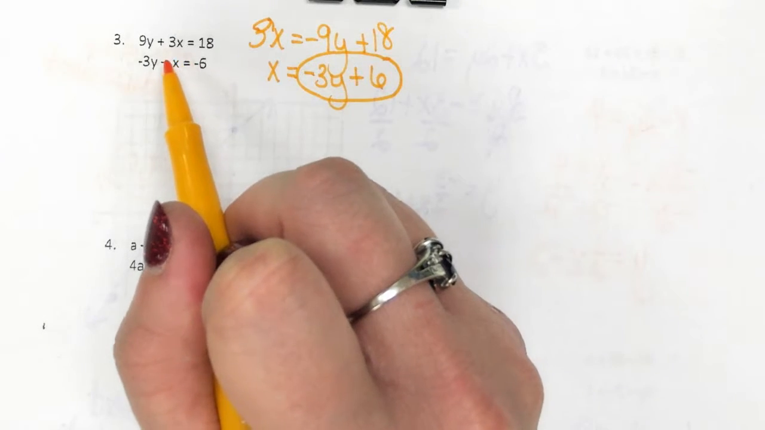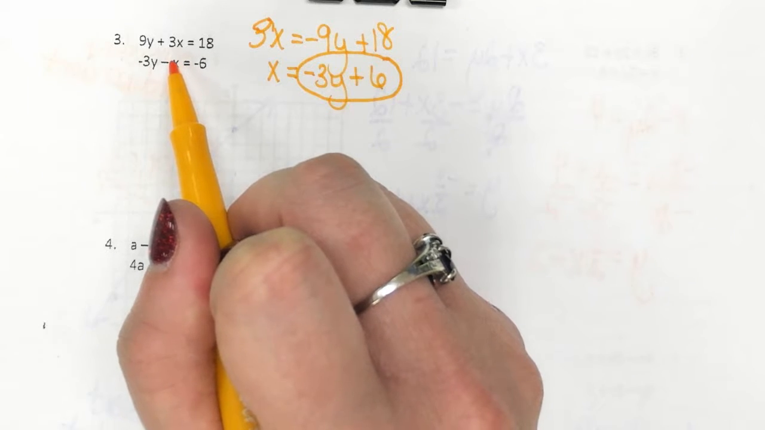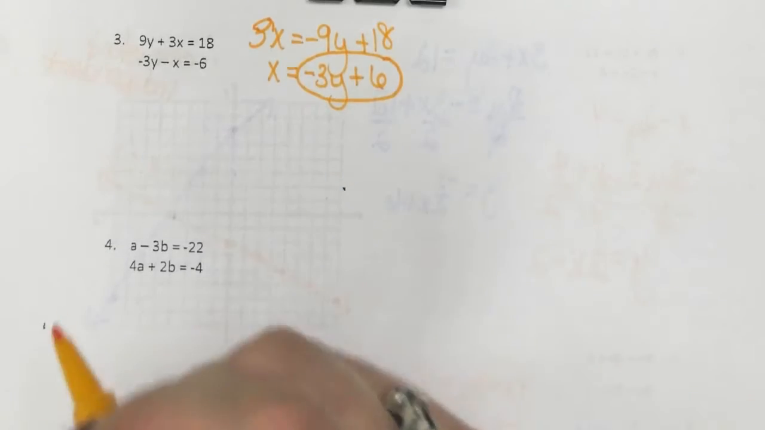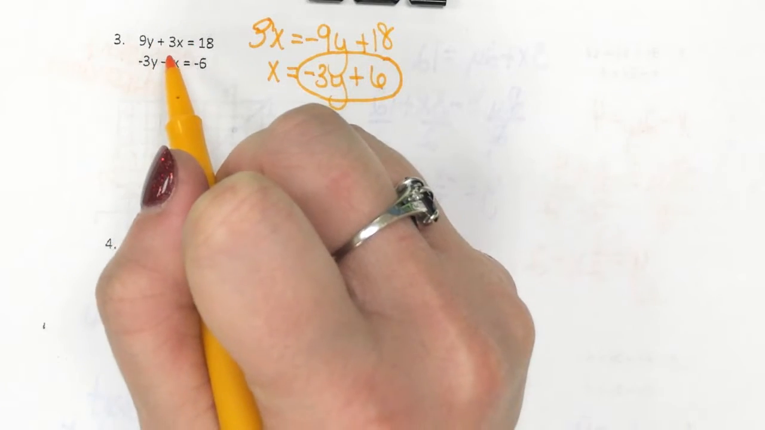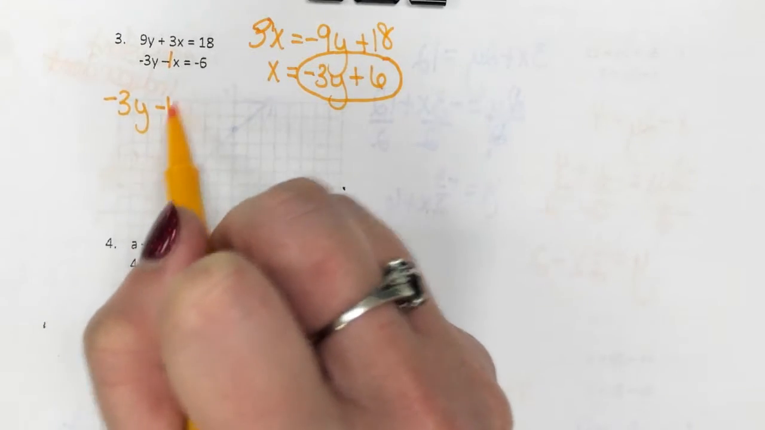Alright, so you just got to be careful when you plug it in. What number is in front of that x that you're going to distribute? Okay, so what number is in front of x? Negative sign. Negative what number? 1. That way you're going to distribute a negative 1, okay?